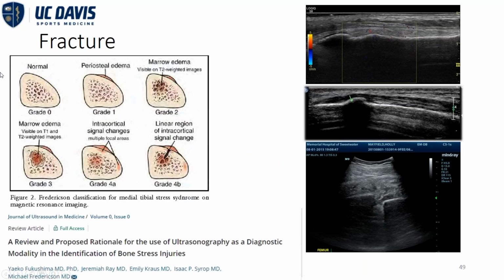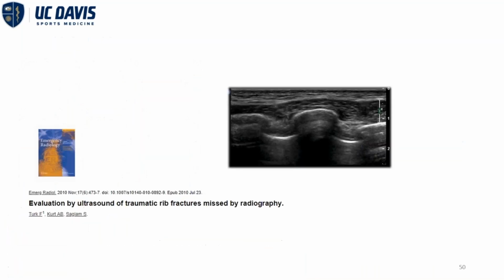Now, the Fredericson classification of bone stress reactions comes into play in our evaluation of bony cortices. In Fredericson classification 0 and 1, where the cortical changes are very subtle or absent, you're going to have a normal appearance on ultrasound. However, as you climb into Fredericson grade 2, grade 3, and 4A, where you have clear cortical changes and periosteal changes, you will be able to see bone stress reactions on ultrasound, which is just fantastic.